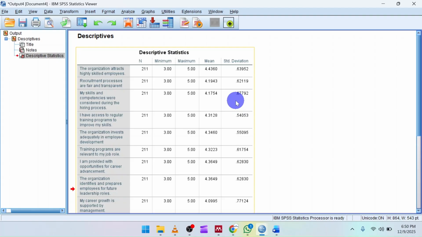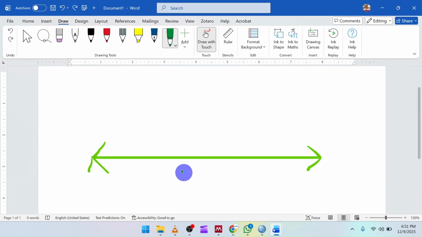All right, now I want to show you an easier way to interpret this, a very simple way, not to stress yourself. Let's assume that you have a number line. Okay, on your left you have 1 and on your right you have 5, because we are looking at a 5-point Likert scale from 1 to 5. And what we are saying is that 1 is strongly disagree, 2 is disagree, 3 is neutral, 4 is agree, 5 is strongly agree.